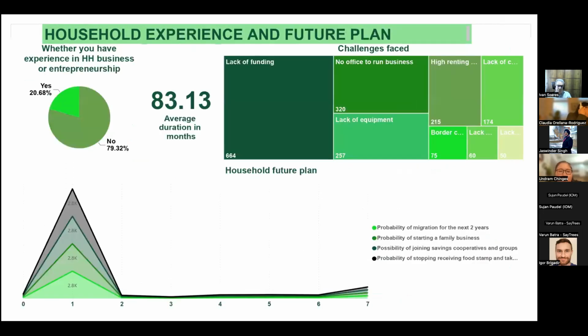And from the fourth one, we can see their previous experiences with their household businesses, which kinds of challenges they faced, and also their future plans. Do they have any plan to get a job, or to start their own business, a family business, or something like that?